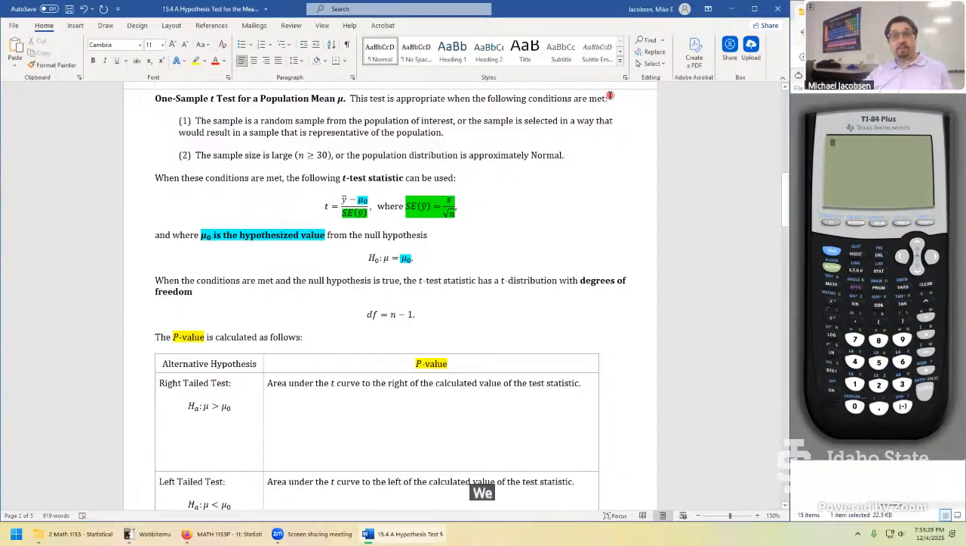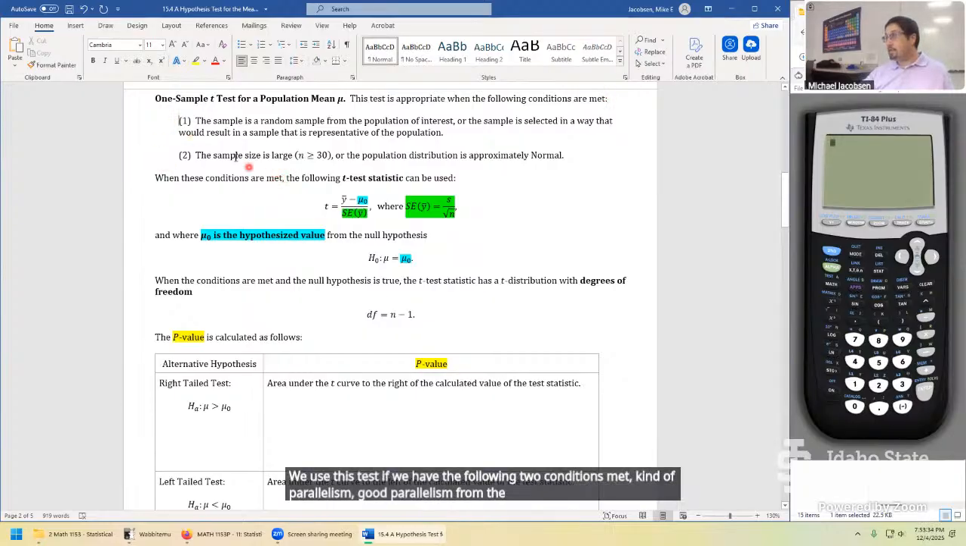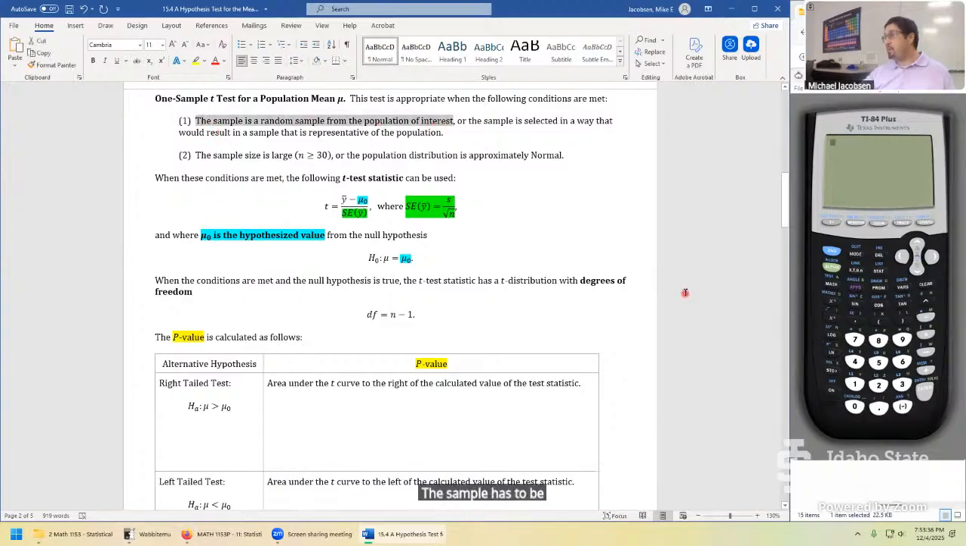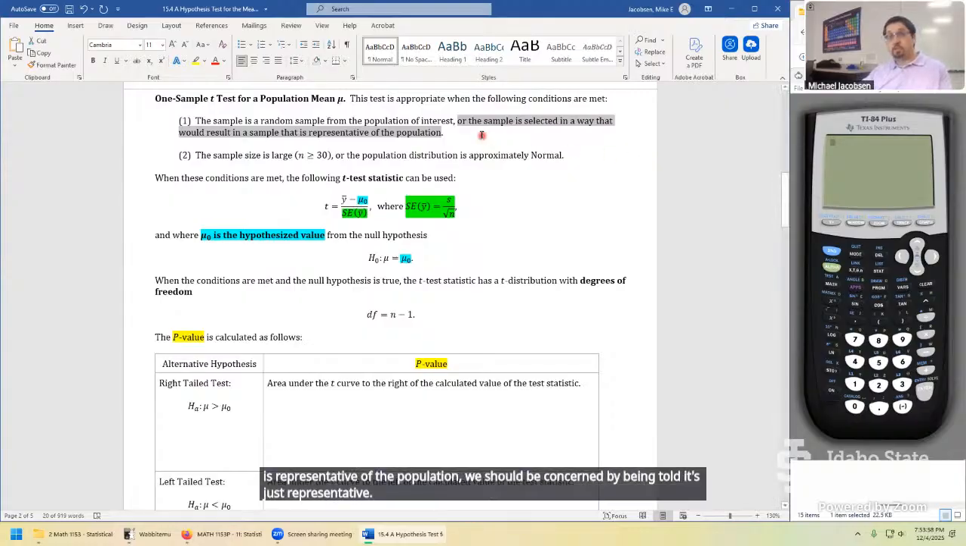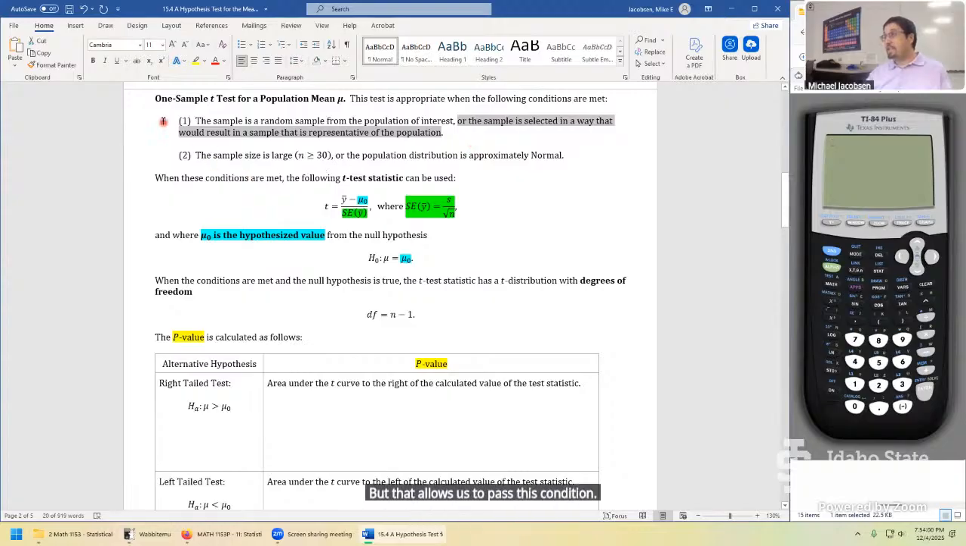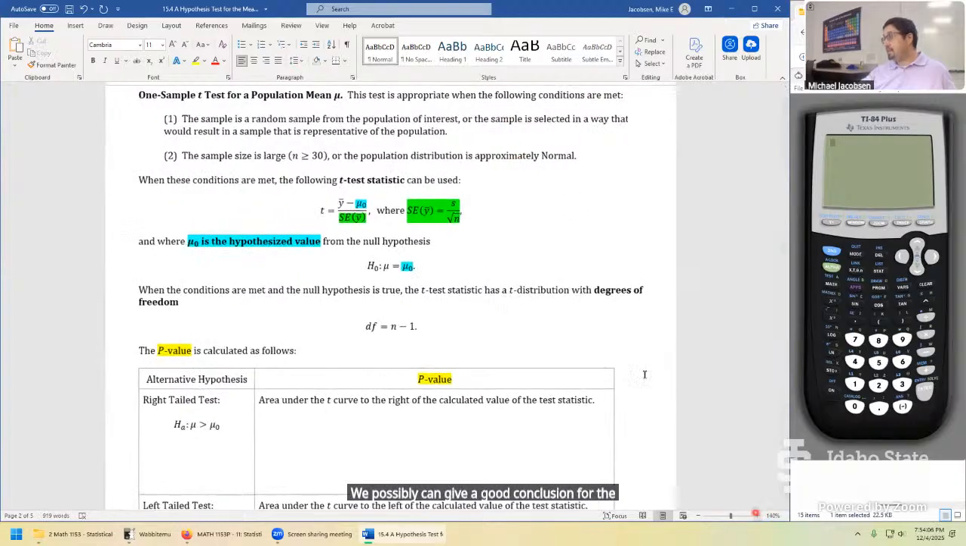We use this test if we have the following two conditions met, kind of parallelism, good parallelism from the last time. The sample has to be a simple random sample from a population of interest. That's what we hope for. And if it's not a random sample or not even a simple random sample, if the sample we know is selected in a way that is representative of the population, we should be concerned by being told it's just representative. But that allows us to pass this condition and say we at least have a representative sample. We possibly can give a good conclusion for the population.